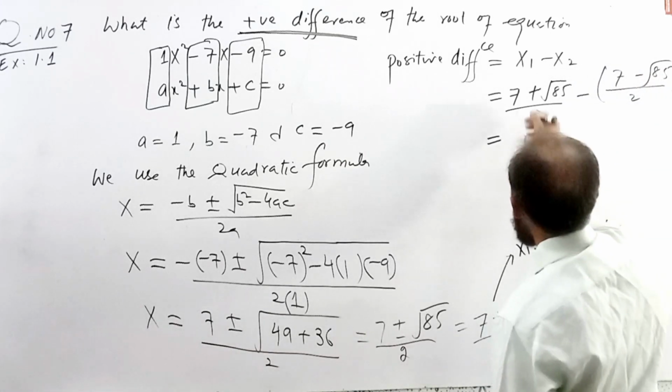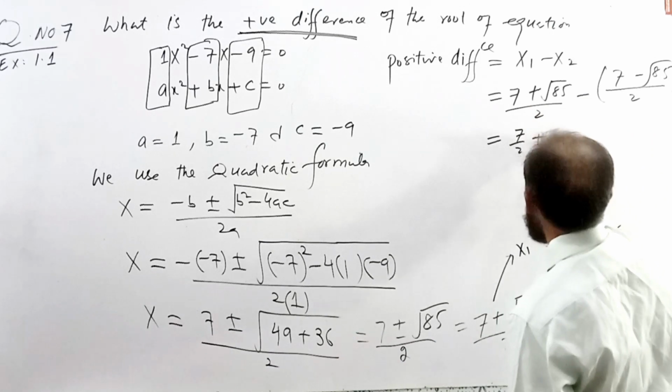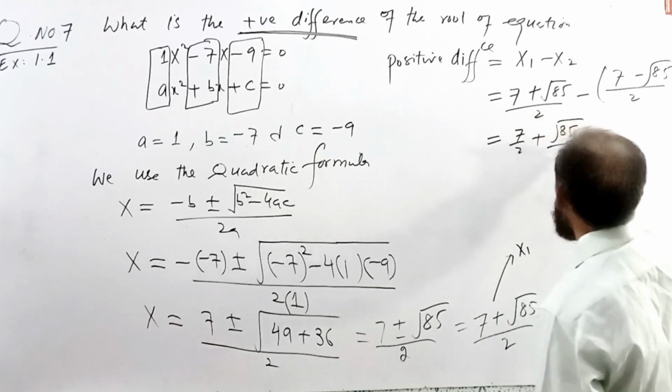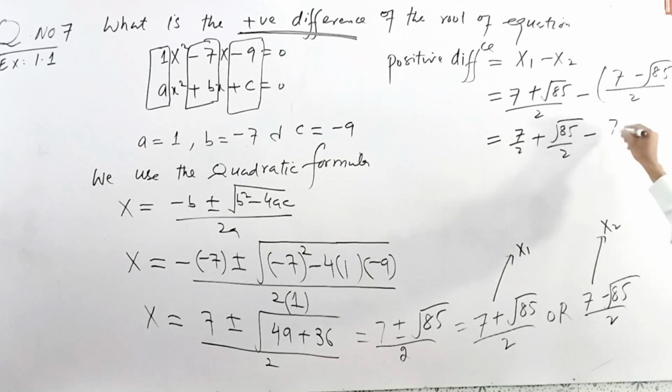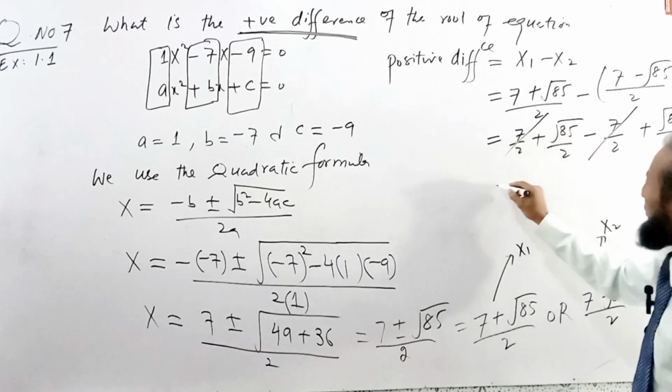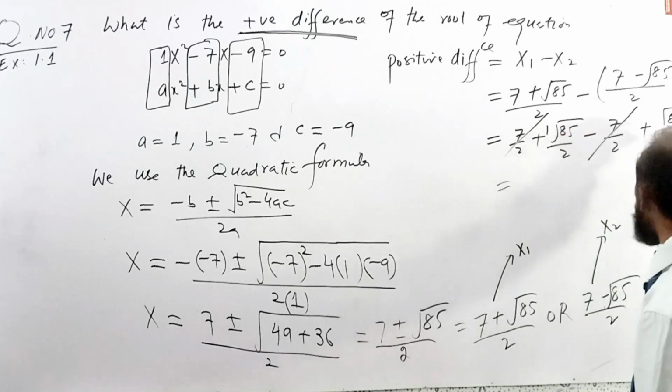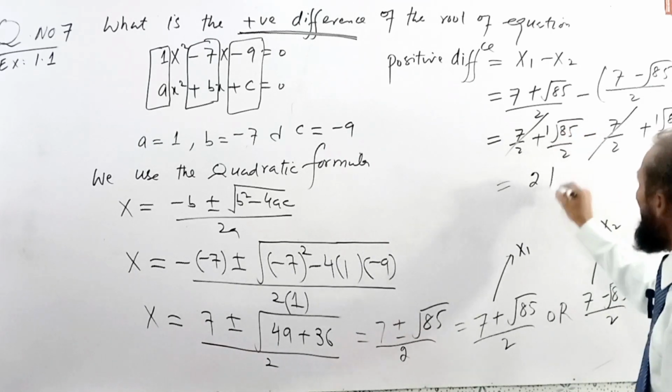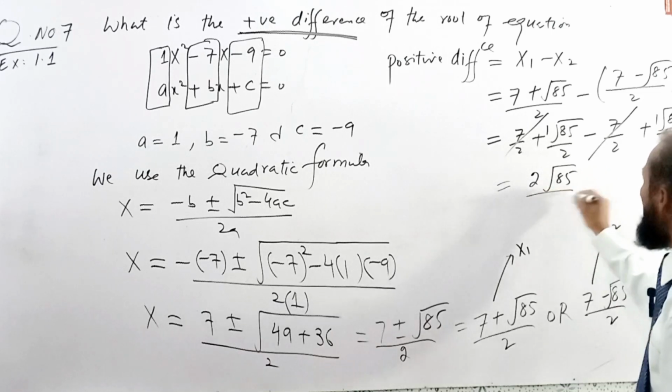Now we simplify this one: 7 divided by 2 plus root 85 divided by 2 minus 7 divided by 2, minus into minus plus root 85 divided by 2. The 7 divided by 2 terms are negative of each other, so both cancel. The remaining elements are the same, so we add the coefficients. We can write 1 and 1, we add, and we get 2 root 85 divided by 2.